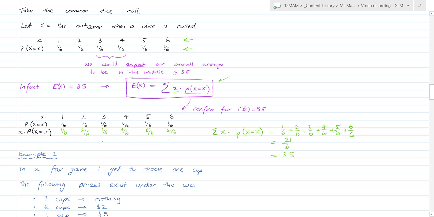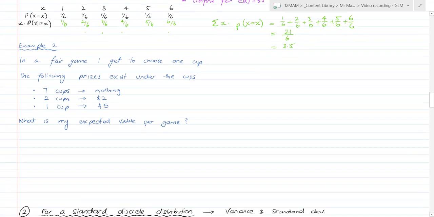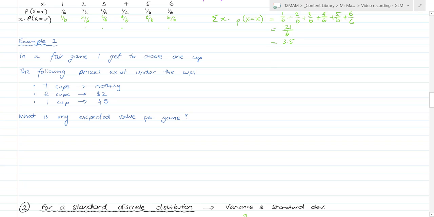So that's an expected value of x, but this is a discrete distribution that is called a uniform distribution, because all the outcomes have the same probability. Let's have a look at example 2 where that's not the case. In a fair game, I get to choose 1 cup. The following prizes exist under the cups. So there's 7 cups with nothing underneath them, 2 cups with $2 underneath them, 1 cup with $5. So then let's determine what this is in terms of x and the probability of x.